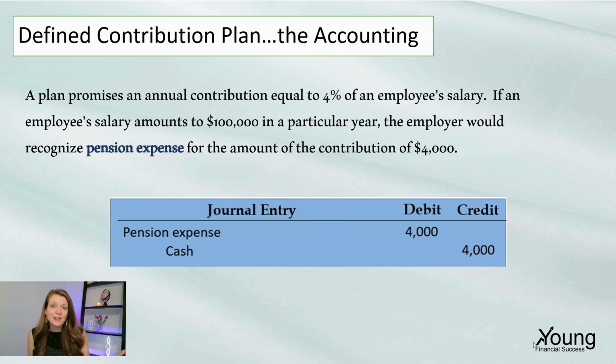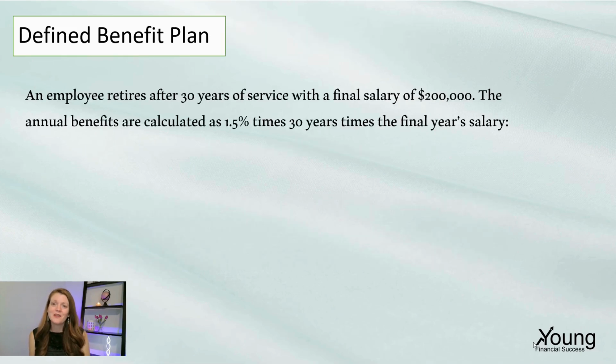So you've already learned how to do all of the accounting for a defined contribution plan. Of course, when we get into the defined benefit plan, it is much more challenging. So here, let's go ahead and see a little glimpse into it, and then we're going to start digging into an example. An employee retires after 30 years of service with a final salary of $200,000. The annual benefits are calculated as 1.5% times 30 years times the final year's salary.